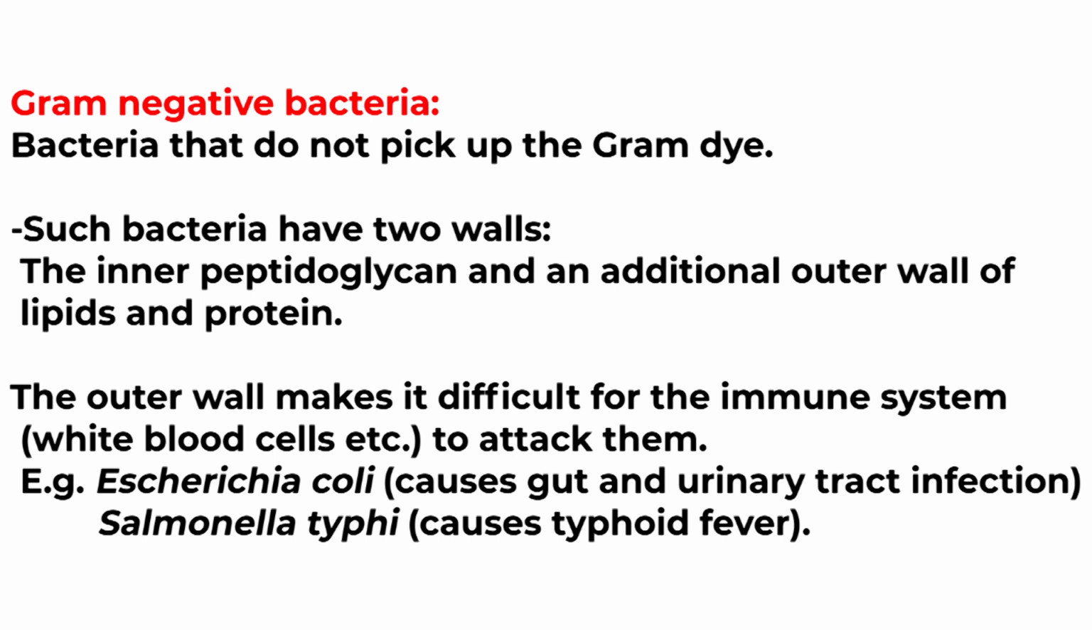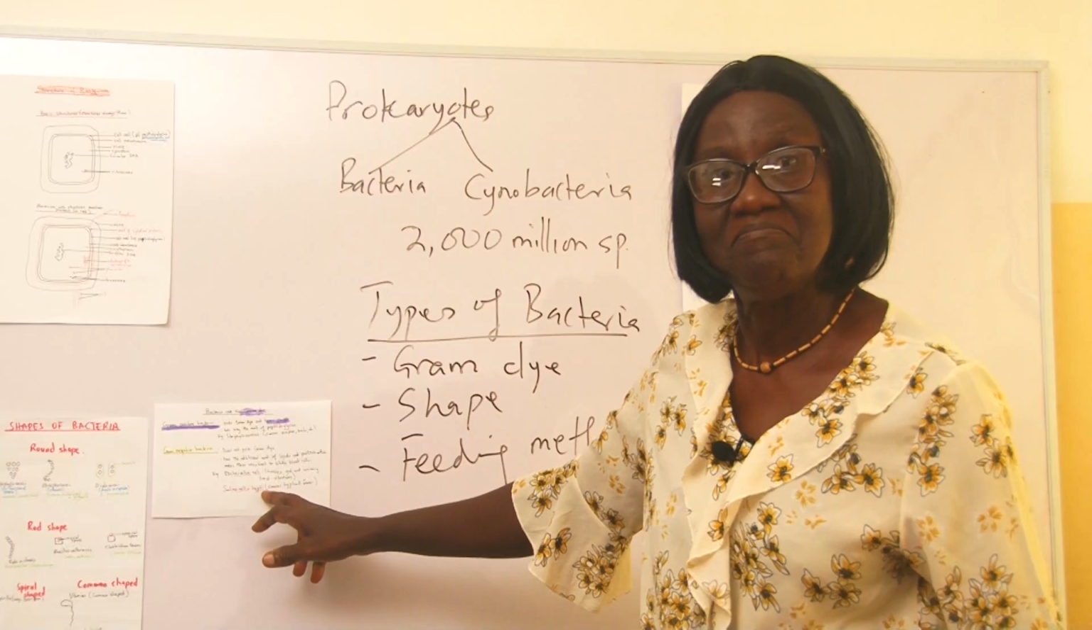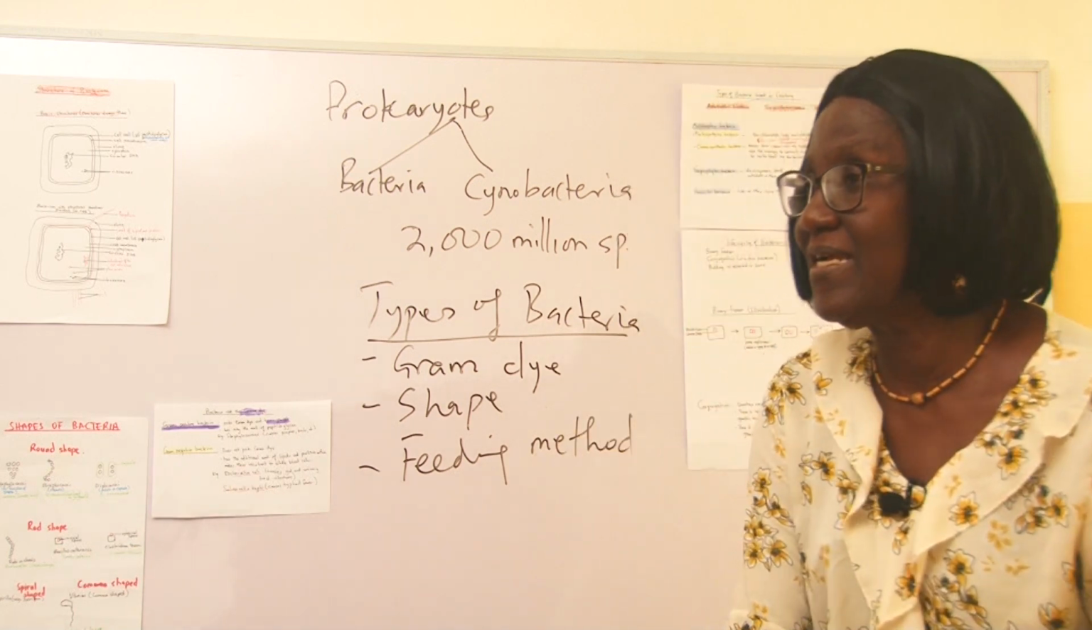And among those bacteria, you have Escherichia coli and then Salmonella typhi. The E. coli causes gut and urinary problems, very difficult. The Salmonella typhi causes typhoid fever. So that is gram dye and bacteria, gram positive or gram negative.